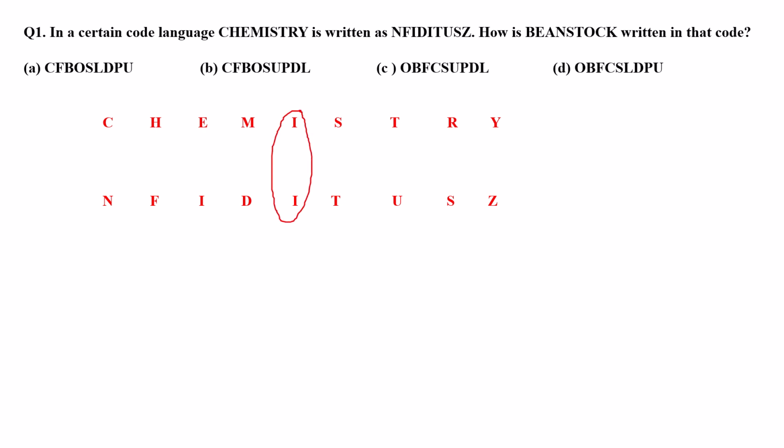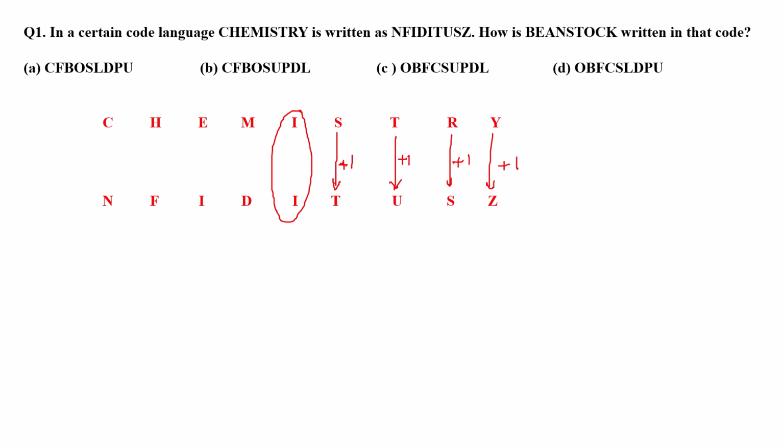Next, if you see the next letter, S is coded as T, and in alphabetical order, if you move one step ahead after S, you will get T. So here in S, you have to add one. Add one means you have to move one step ahead. Same way, after T comes U, after R comes S, and after Y comes Z, isn't it? So this much is clear.